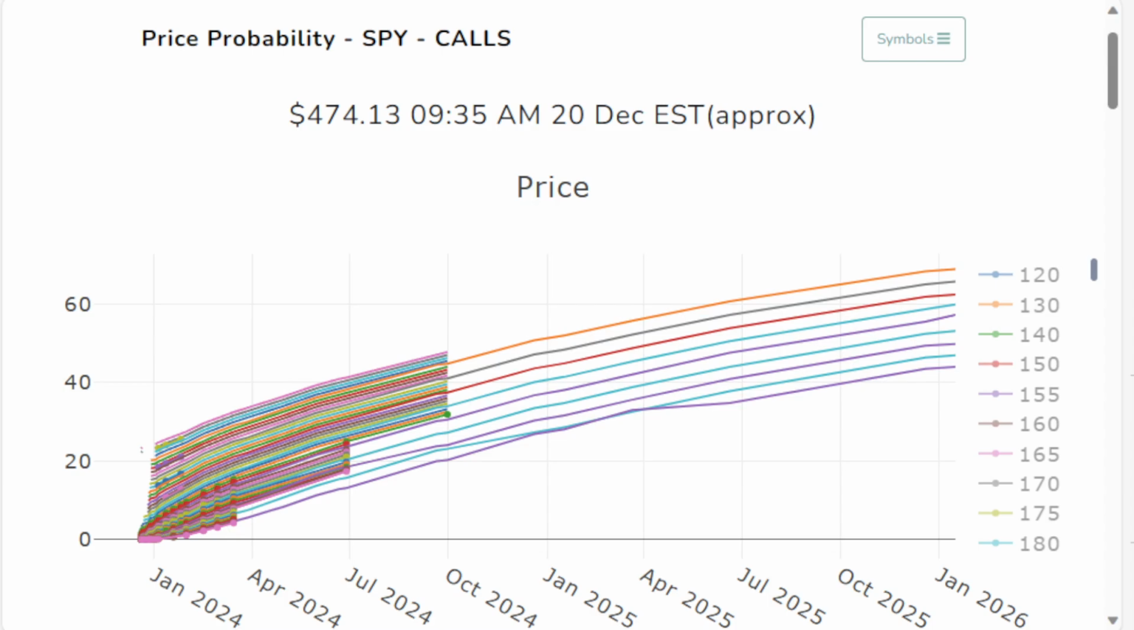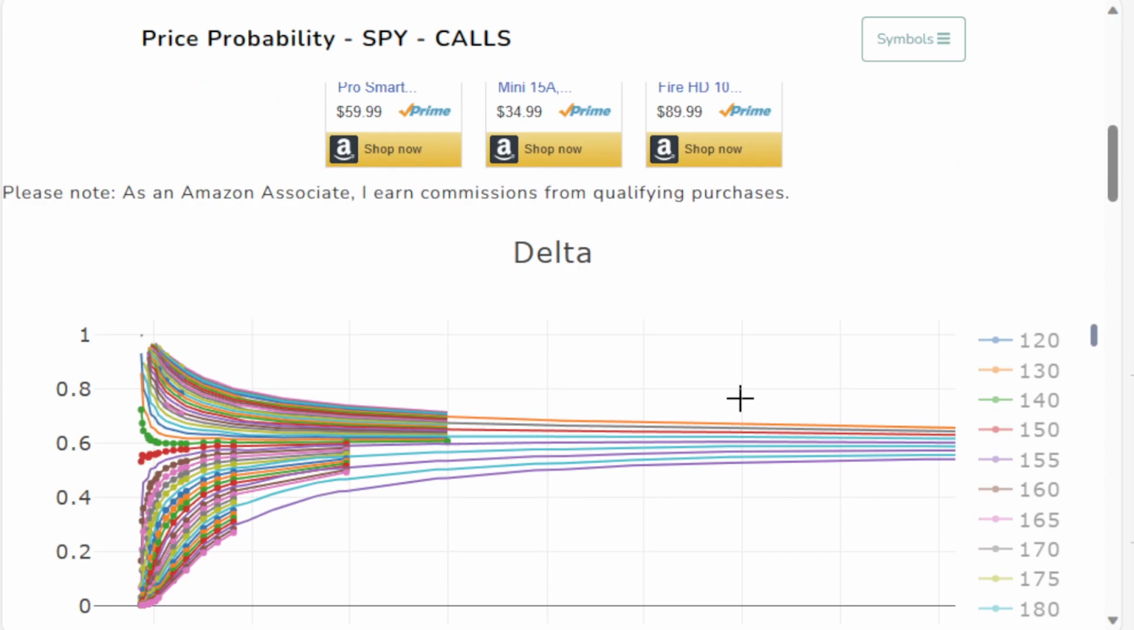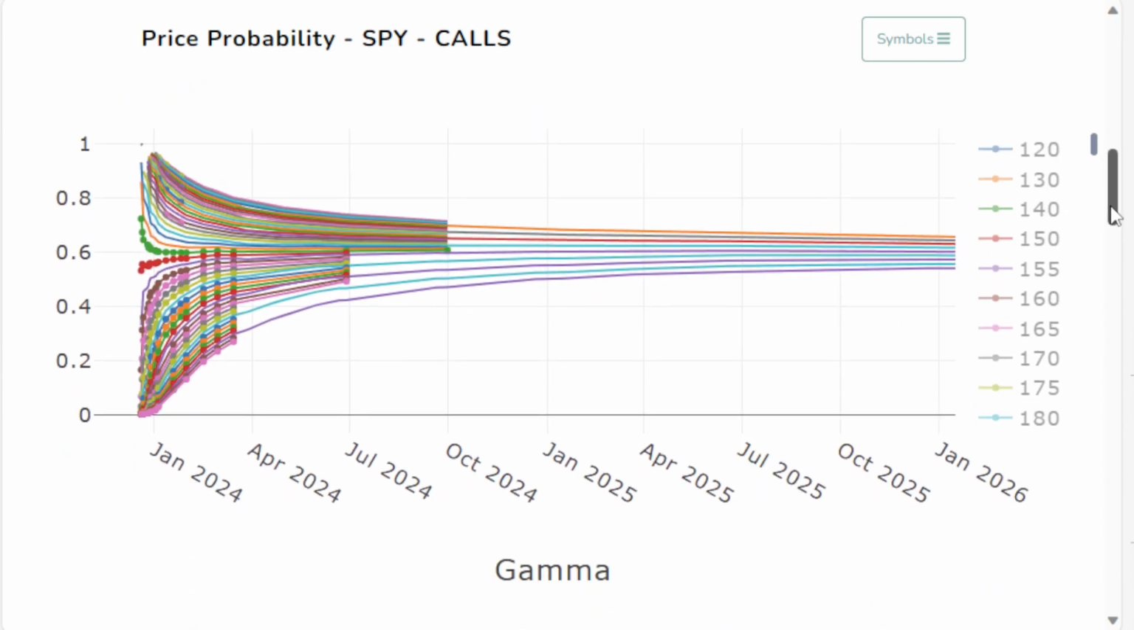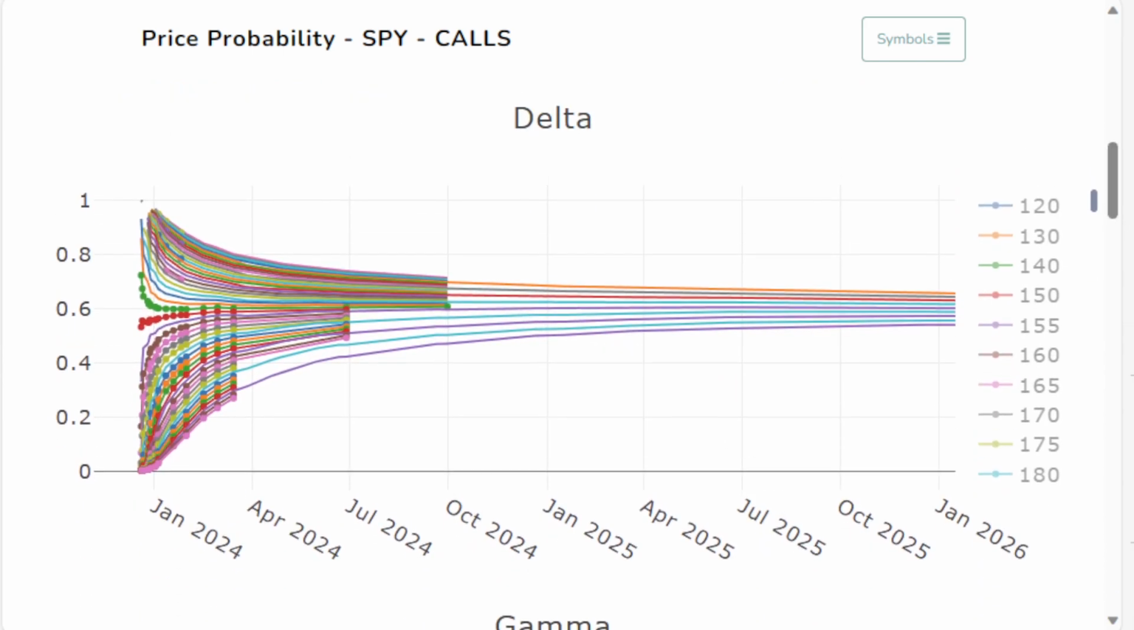For call options, we can see some deltas for those here. Deltas range from 0 up to 1. For put options, it's 0 down to -1. This number tells you the sensitivity of the option price to the stock or underlying price movement.